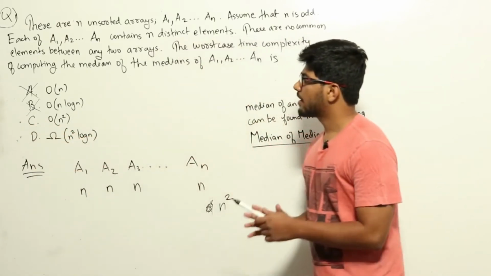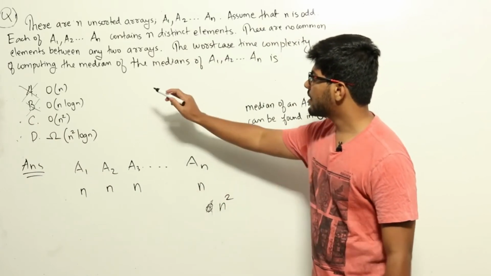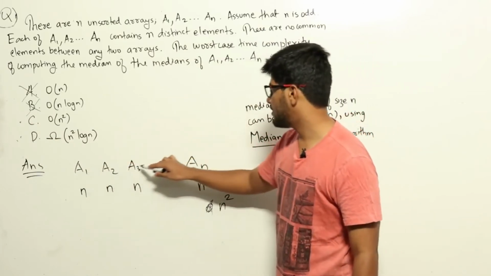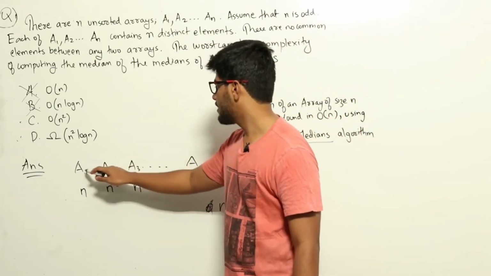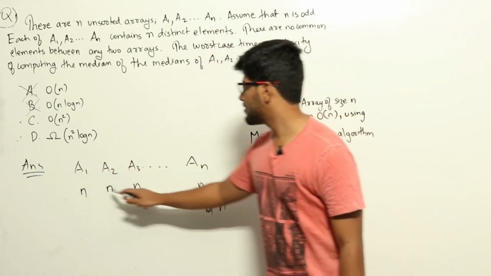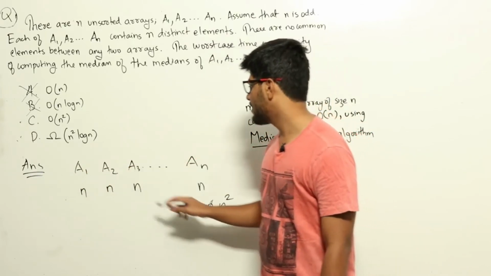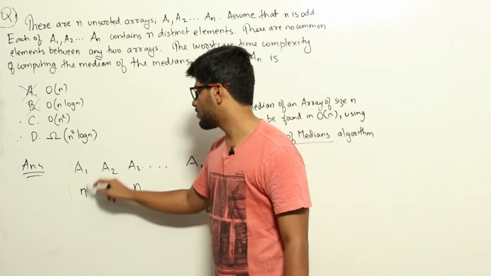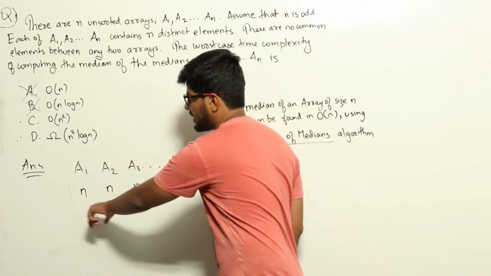Okay, so if you look at it now, if we are sorting the arrays A1, A2, A3, etc. up to An, sorting array A1 will take n log n time. So sorting n arrays of size n will take n into n log n time. In that case, we'll sort array A1 in n log n time. So after that we'll get the median.